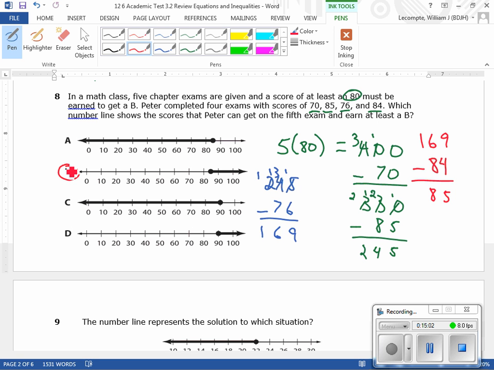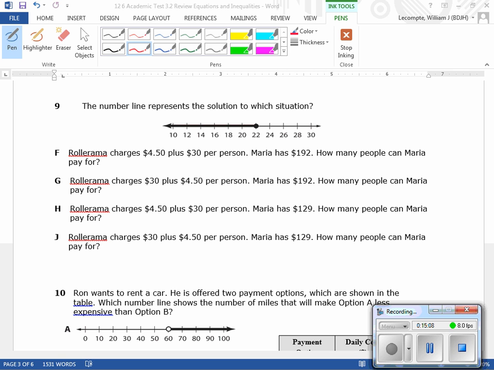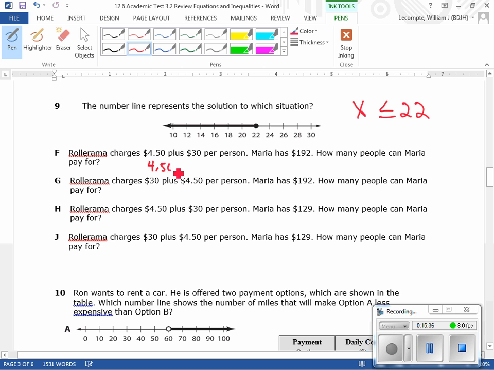All right, number 9 says the number line represents the solution to which situation? Well, let's find out what the number line actually says. Okay, so the number line says that x is less than or equal to 22. All right, so we got to figure out which one of these gives me an answer of x less than or equal to 22. So I got charges of 450 plus $30 per person, right? And Maria has $192. So how many people can Maria pay for? So it's less than or equal to 192.